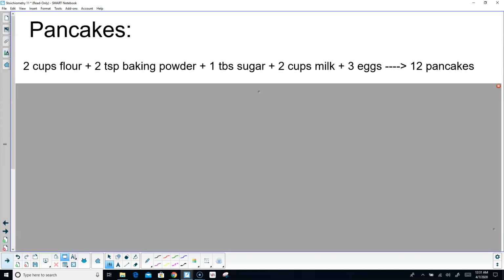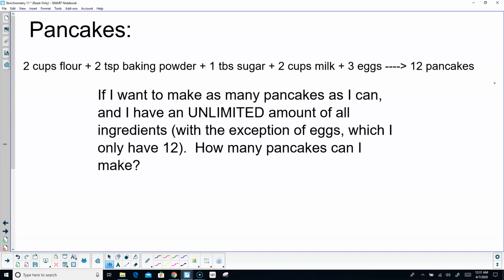If I use 2 cups of flour, teaspoons, I guess, of baking powder, 2 tablespoons of sugar, 2 cups of milk, and 3 eggs, that makes 12 pancakes. I know how many ingredients I need to put in. I know what comes out the other side, right? And so it's just telling us relative numbers of each. If I want to make as many pancakes as I can and I have an unlimited amount of all the ingredients with the exception of eggs, which I only have a dozen eggs, how many pancakes could I make?